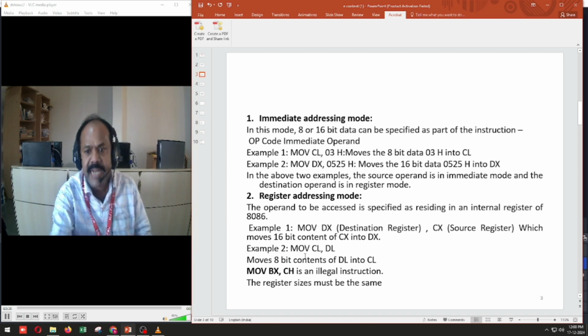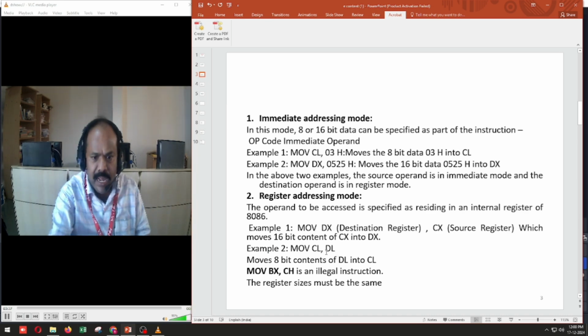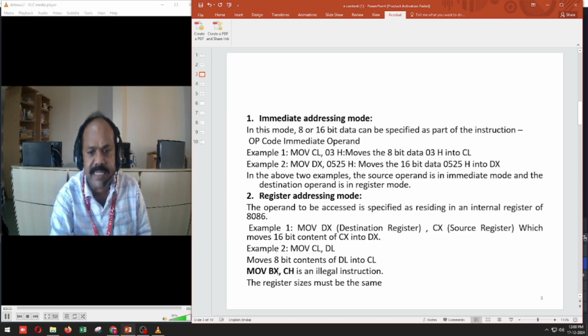And look at the second example, MOV CL, DL. Both are 8-bit registers. Data from DL will be copied to CL. And look at the third example, MOV BX, CH. Here it is illegal because the register size must be the same. CH is an 8-bit register, whereas BX is a 16-bit register. So there is a mismatch in register size.